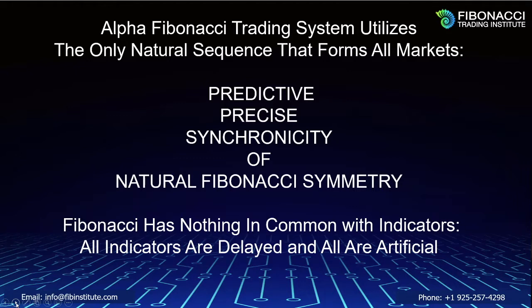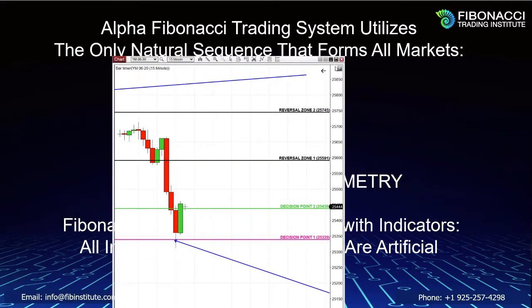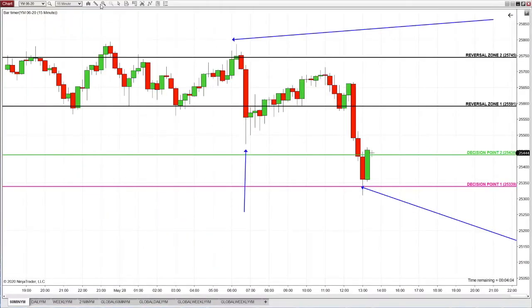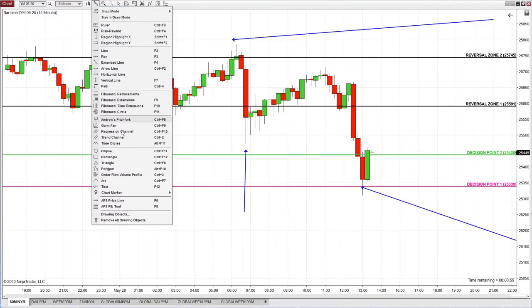Pretty please, never, ever confuse Fibonacci with indicators. It has nothing in common. Fibonacci is natural, mathematical sequence. Indicators delayed and artificial. Fibonacci predictive, Fibonacci precise. And if I would bring up exact same chart to your attention, you will see Fibonacci is not found under indicators, found under drawing tool.